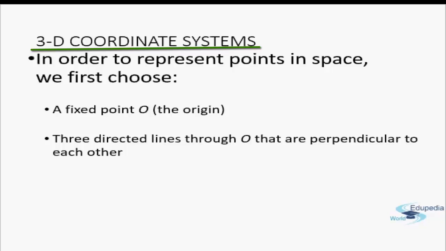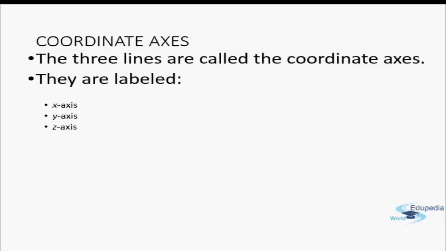Then we have three directed lines through O that are perpendicular to each other. That would basically represent the three-dimensional system, the three dimensions. By perpendicular lines through the origin, that would mean the x, y, and z lines: the x-axis, the y-axis, and the z-axis. So we have the three dimensions, and this is how we get them. We'll call them the x-axis, the y-axis, and the z-axis.